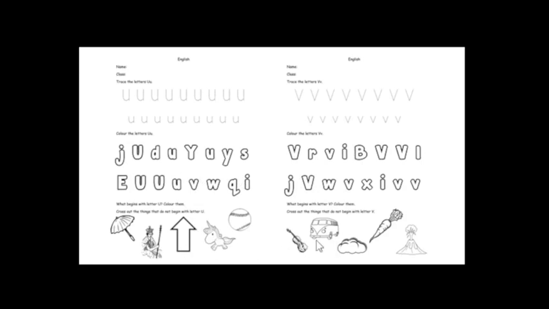Lastly, for this part, what you do is you read the question, you read the instructions. What begins with letter U, color them. Then you cross out the things that do not begin with letter U. For another paper, what begins with letter V, color them. Cross out the things that do not begin with letter V.